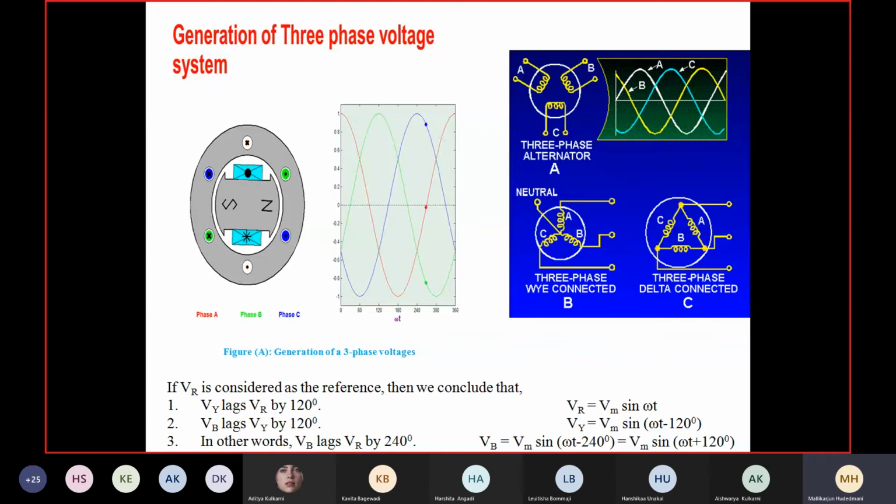And the phase sequence, when I speak about the sequence, is the order in which the peak of the wave appears: R, Y, B. R first, Y second, B third, or any other pattern. RYB makes a clockwise sequence, any other random combination makes an anti-clockwise to clockwise direction, like that. So we need to be careful about this.